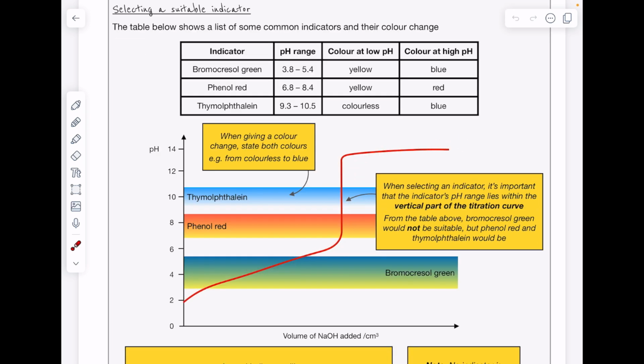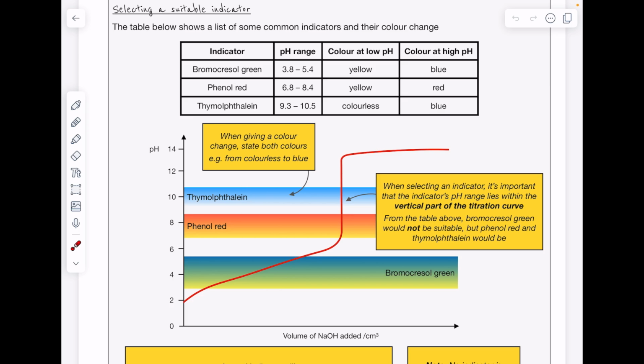So here's a reaction here. We can see we started with a weak acid and a strong base. When selecting an indicator, it's important that the indicator's range lies within the vertical part of the titration curve. So based on that information, the thymolphthalein and the phenol red are both suitable indicators.